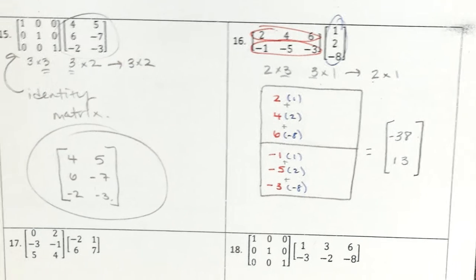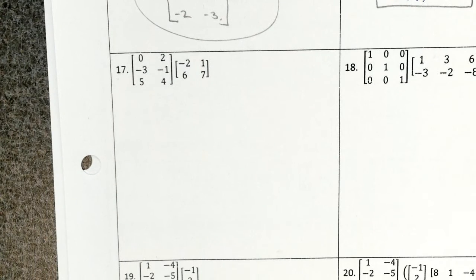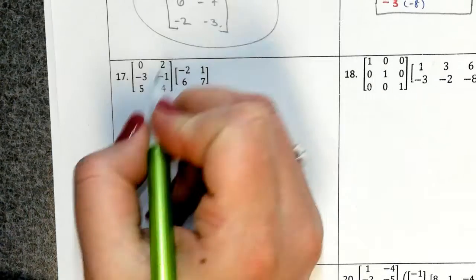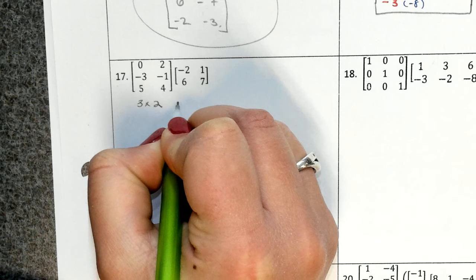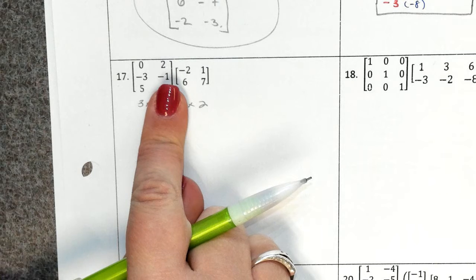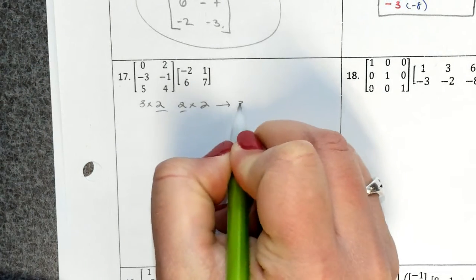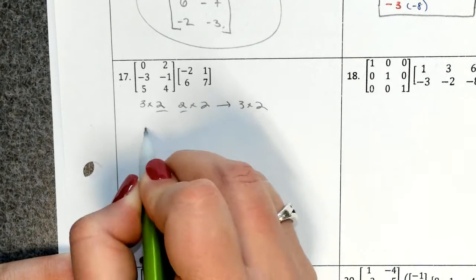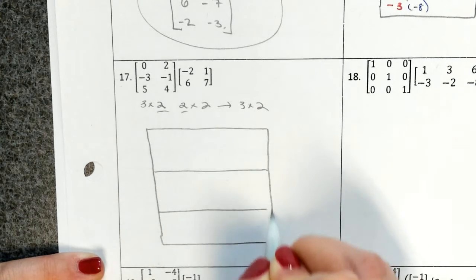All right, number 17. Number 17 here. What's my first step here for number 17? Write the dimensions. The dimensions here are 3 by 2. Dimensions here are 2 by 2. Can I do this? Yes, those middle numbers match. Take them out. What's the dimensions of my answer? 3 by 2. So I'm going to write out my 3 by 2 workbox here.